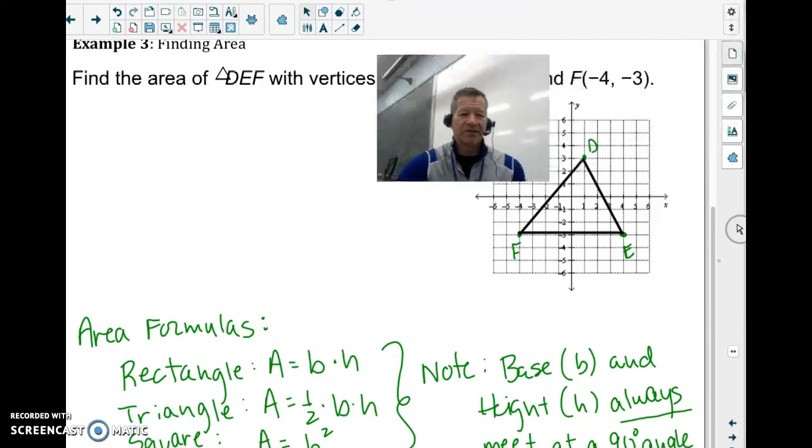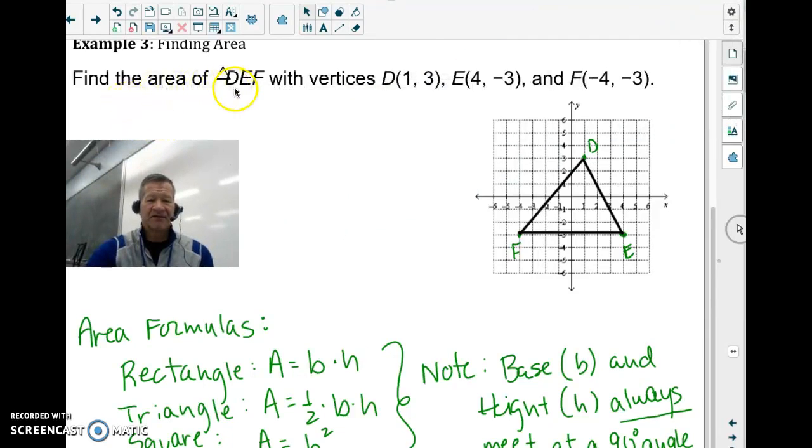Let me move out of the way here. It says find the area of triangle DEF with vertices D, E, and F. So I plotted those points, 1, 3, 4, -3, and -4, -3, and I've connected them with line segments to form a triangle. Okay.